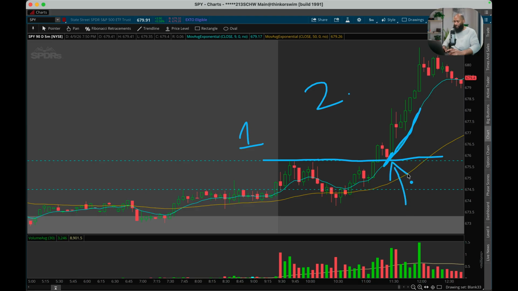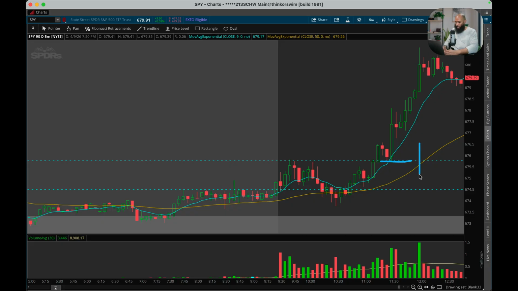And it's kind of like one sheetrock being your wall, but if you put two sheetrocks together, then that wall is a lot stronger, right? So this is a tough level for the price to get under, because we not only have one level holding it up, but we also have this moving average in the same exact spot.